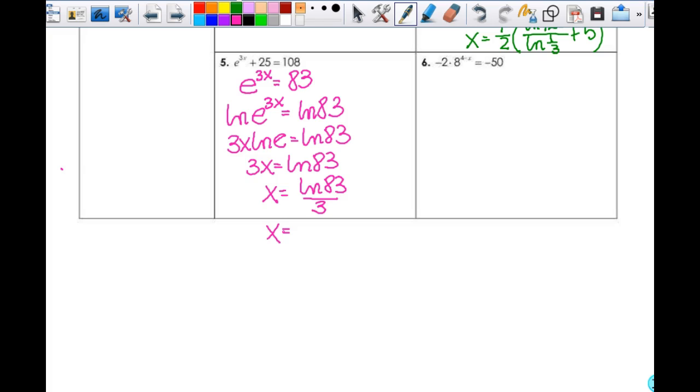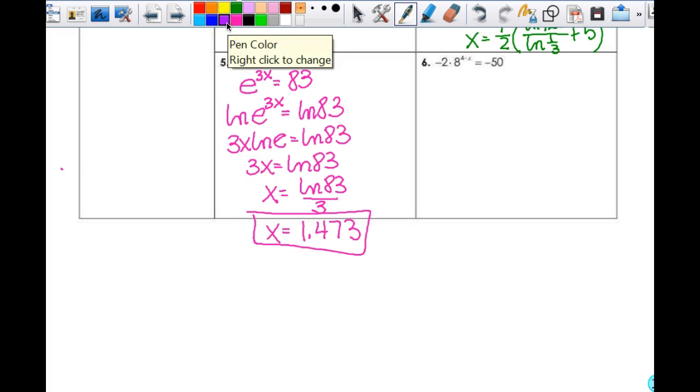And then, Joseph, tell me what you get in the end. 1 point what? I'm sorry. 473. Okay. Do y'all agree with that? Yes. Okay. Good job. Thank you. All right. So let's look at number 6. Is my exponential isolated? No. Okay. So what do I need to do?